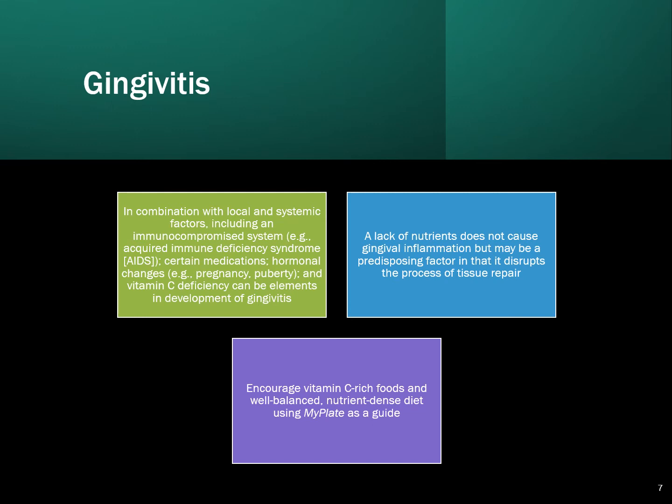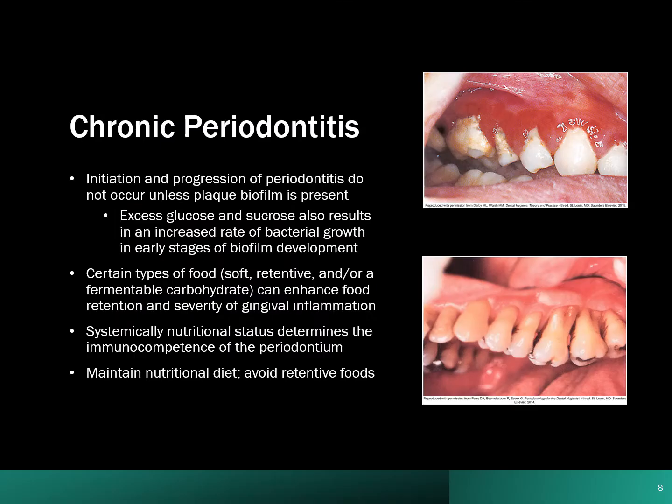And then, of course, vitamin C deficiency can be an element because vitamin C is very important for not only immune function, but also in our connective tissue and cellular turnover. And of course, we want to encourage vitamin C rich foods and having a well-balanced, nutrient-dense diet. And that, of course, has to go along with myplate.gov. Also, the intake of nutrients beyond the recommended amounts does not speed the healing process and can in fact be detrimental due to the interference with other nutrients or drugs.